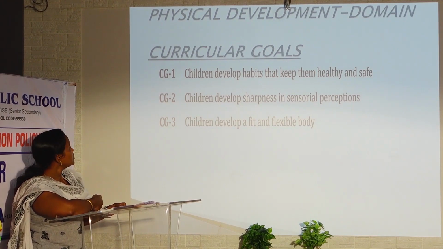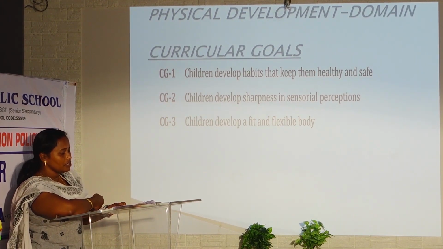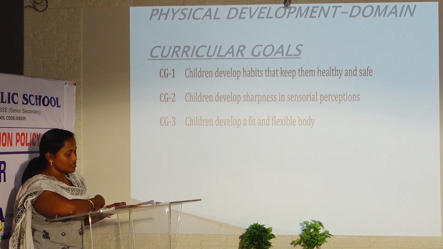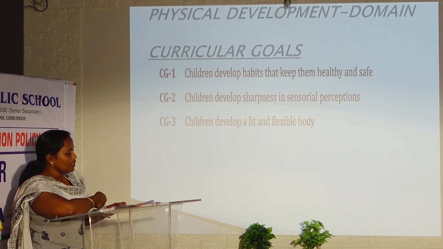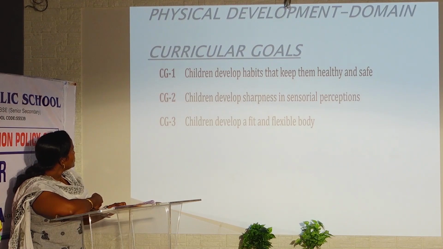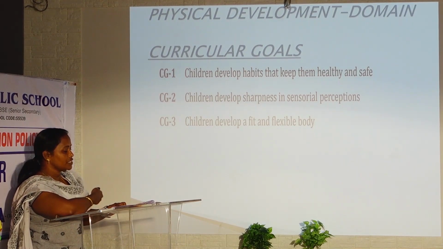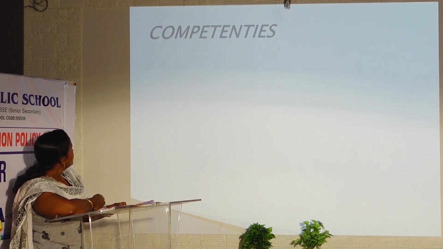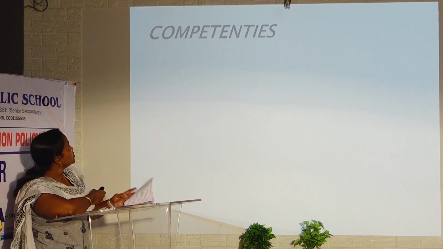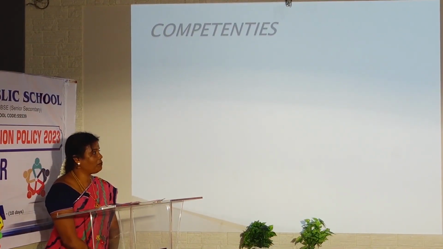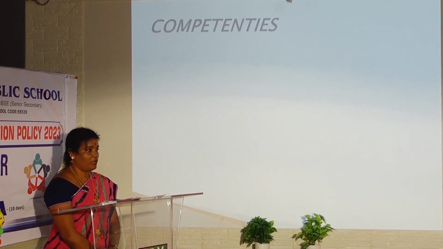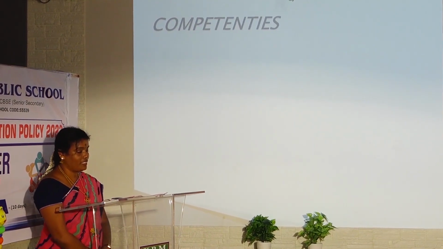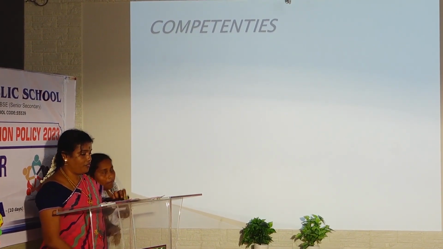And sensorial perception is the capacity of an individual to detect, experience and sense the stimuli in their environment. And then the children develop a fit and flexible body control, that is muscular flexibility, which is the ability to move and join freely. So over to Vasanthi ma'am, and she's going to tell about the competencies. From KRM Public School, and now I am going to discuss the competencies of the National Curriculum Framework.